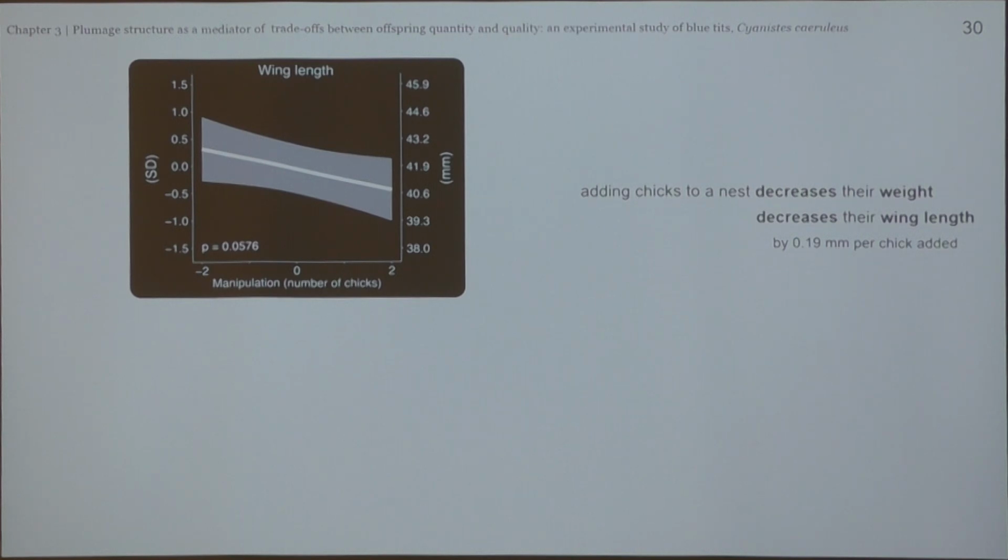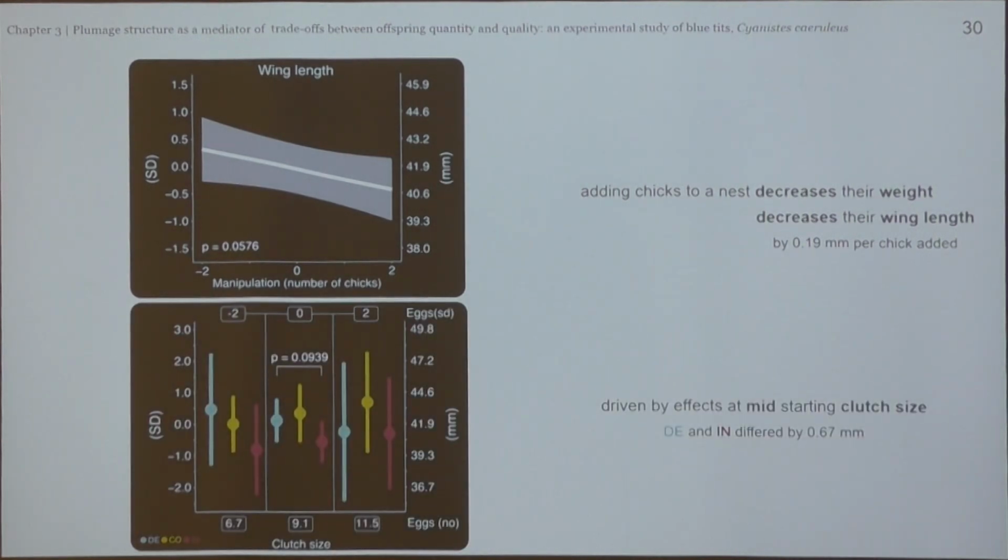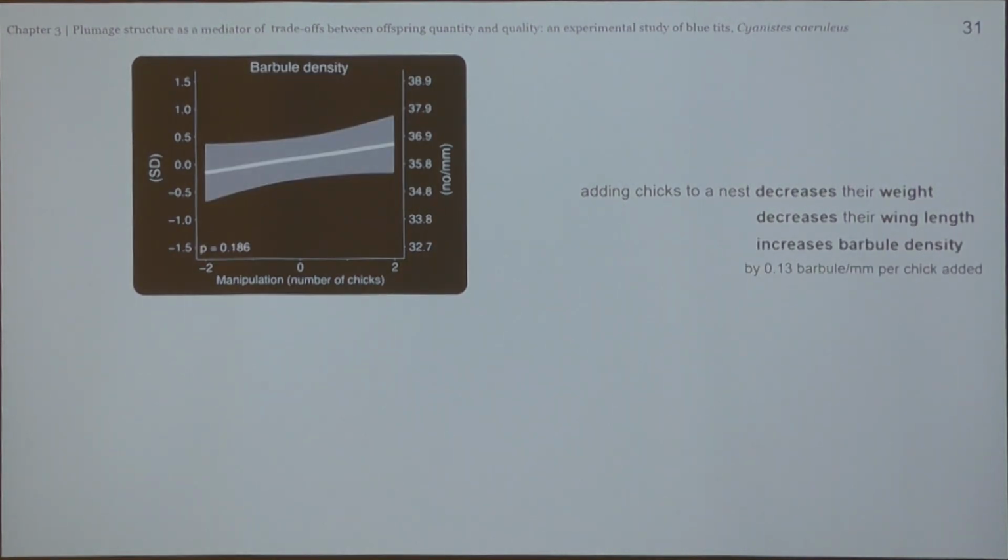In terms of wing length, we also see some sort of a negative relationship, although not exactly significant. But it's not a very clear pattern across all of the clutch sizes. We again see it mostly at the lower clutch sizes, low to mid clutch sizes. And then in terms of barbule density, there is some sort of a trend towards an increase in barbule density when you add chicks, but again, not significant.